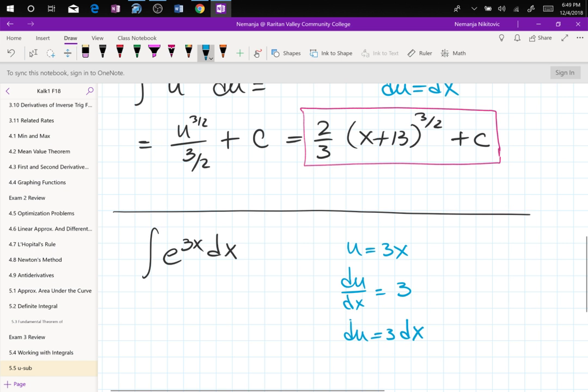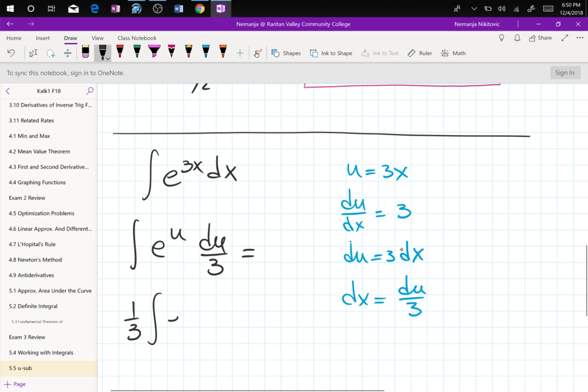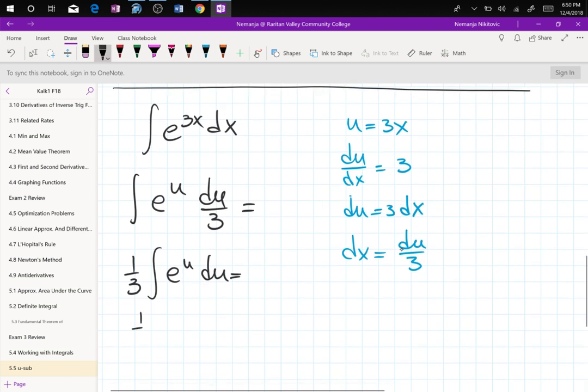I don't really have 3 dx. I only have dx. So ship this 3 to the other side. What's dx equal to? Du over 3. Good. Plug in. We have integral e to the u du over 3. Kick 1/3 outside. Integral e to the u du. That's 1/3 e to the u plus c.